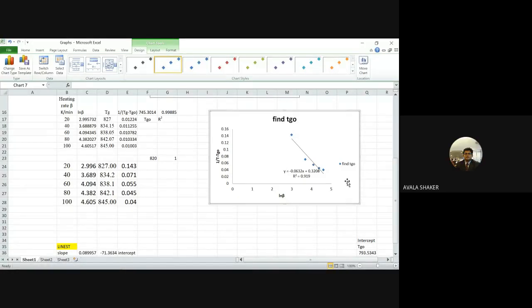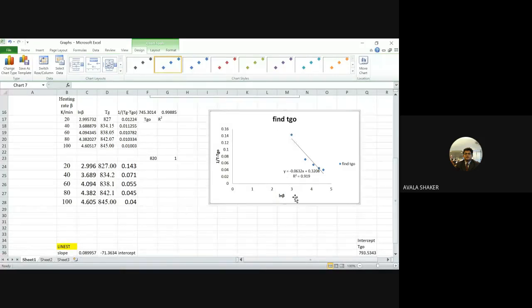Excel uses the least square fit method only to plot graphs. That's the algorithm they use for plotting graphs. So you will have to really look at your error bars. Now you see that this graph seems to be on one side.